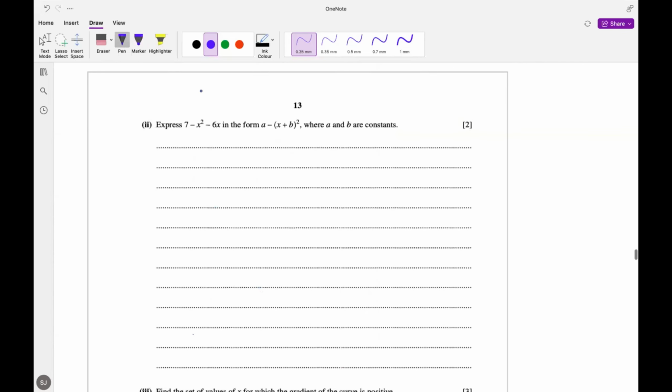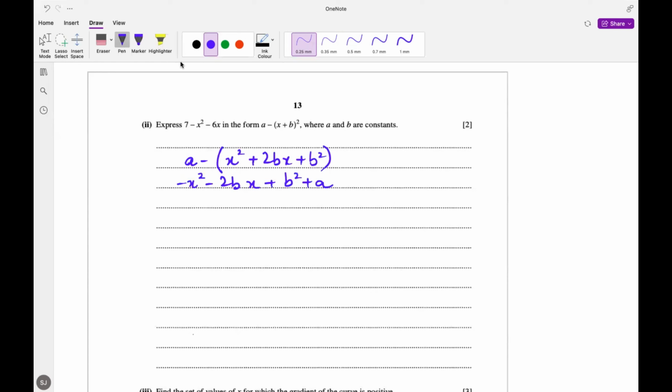In the next part, we have to express 7 minus x squared minus 6x in the form a minus (x plus b) whole squared. What we can simply do is expand the expression (x plus b) whole squared and write it as x squared plus 2bx plus b squared. Simplifying this, we will get minus x squared minus 2bx minus b squared plus a.